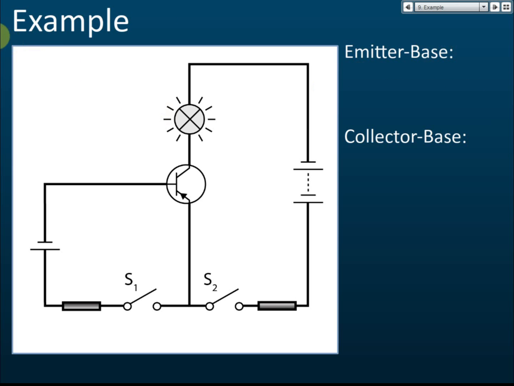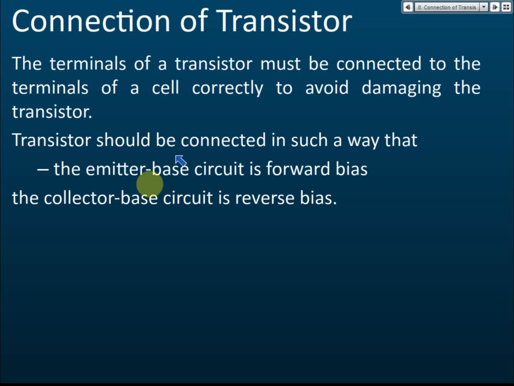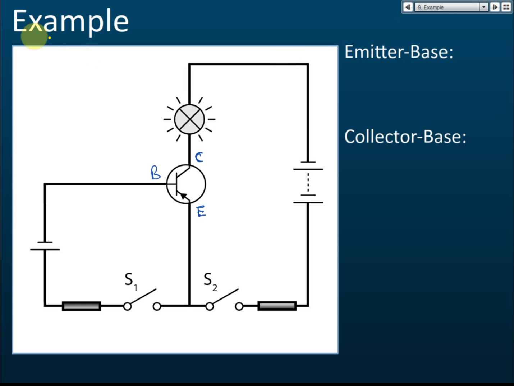First of all, let's label the base, emitter, collector. What we are concerned with are the emitter base and the collector base. So this is collector base, and this is emitter base.